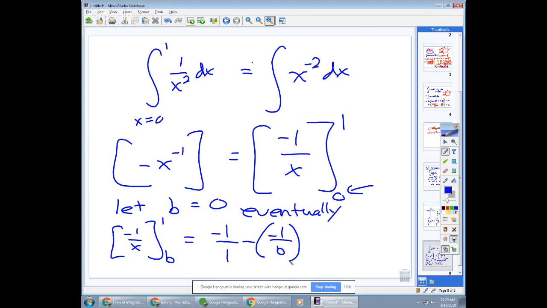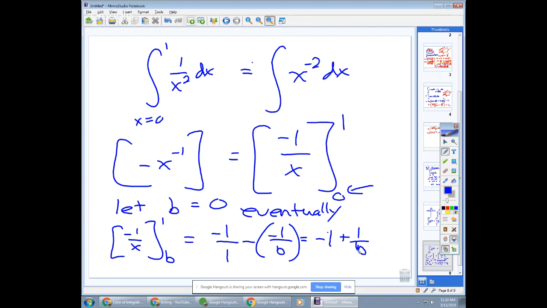Clean up the signs a little bit, and I get -1 plus 1 over b. I do have a sign error somewhere. I'll show you why in just a minute. Okay, let's continue with what we have here.